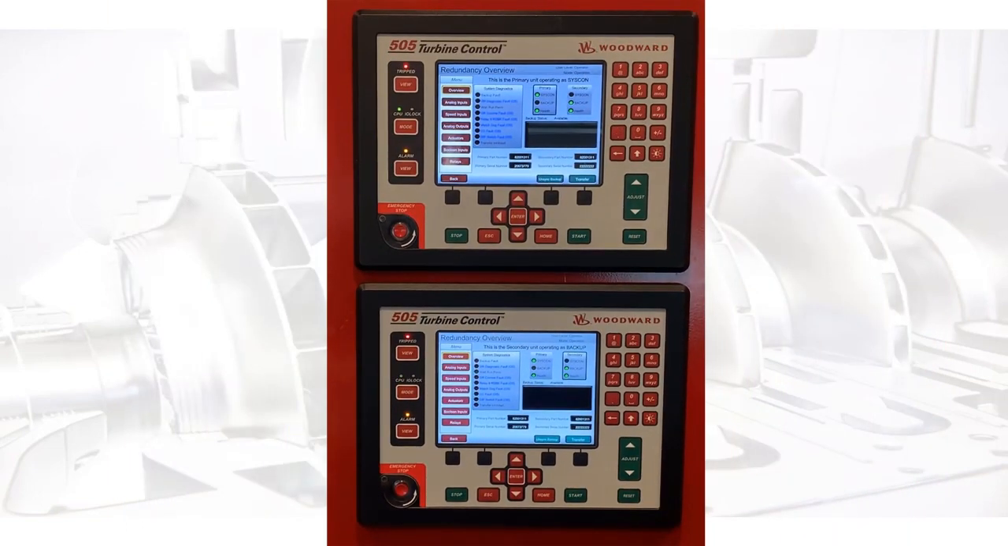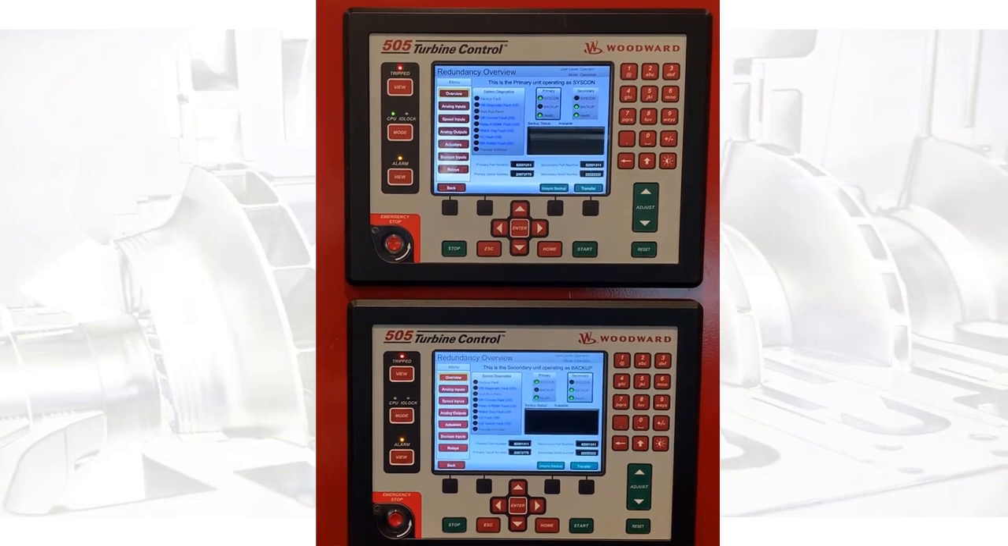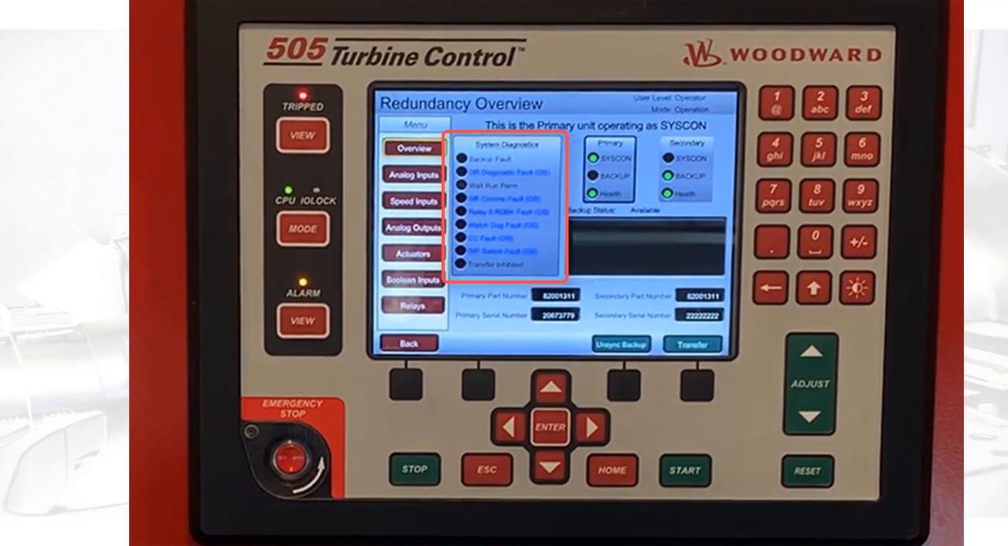If the backup unit is unavailable, this screen will indicate the fault that needs to be repaired in order to restore system redundancy.